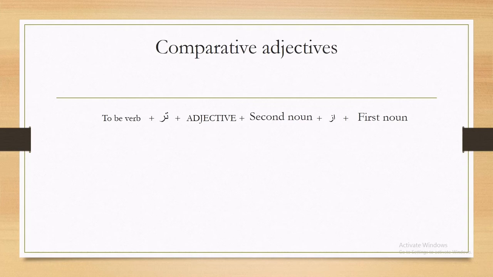For example, baba means father, as, maman means mother. For example, we want to say father is taller than mom. Tall or long means بلند in the Persian language. بابا از مامان بلند. As I said above, we should use the adjective after the second noun. So we use the adjective بلند after مامان.